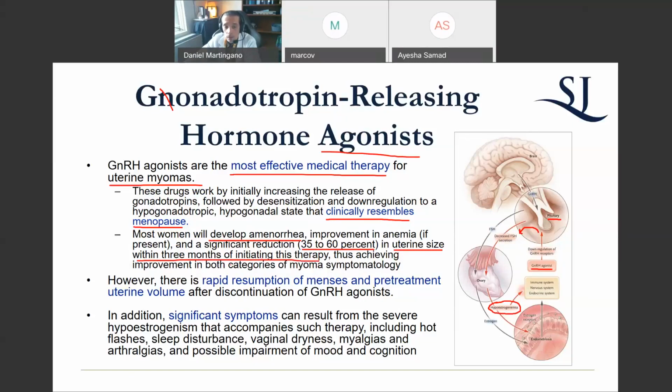But putting somebody into menopause severely has its own problems. For example, you have significant symptomology. You have everything that you suffer from with menopause, like hot flashes, sleep disturbances, myalgias, dryness, and even mood impairment, right? So sometimes these symptoms are worse.